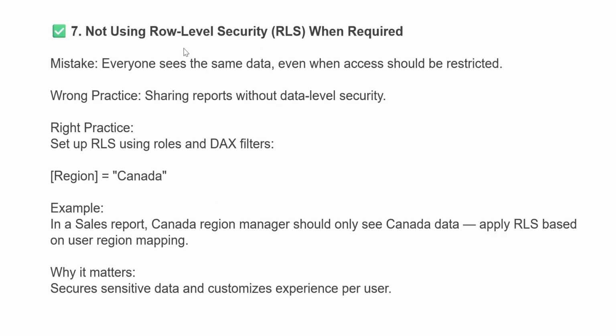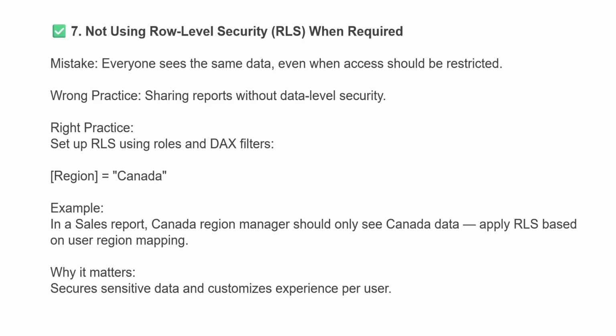Seventh point, not using row level security when required. Mistake: everyone sees the same data even when access should be restricted. So this makes a problem. Suppose our reports are related to the banking or healthcare domain. So we have to give access to particular users or particular client people. We can give the access using row level security. We have two types here, static and dynamic.